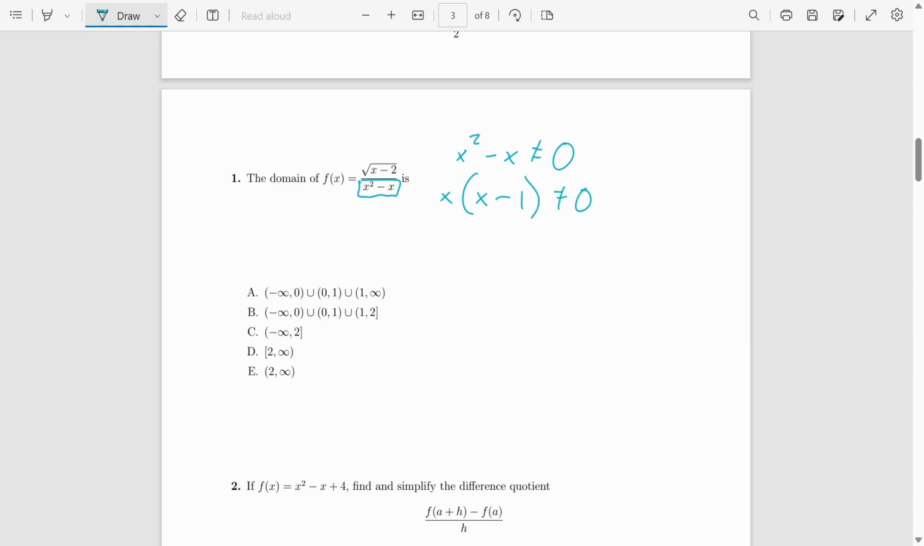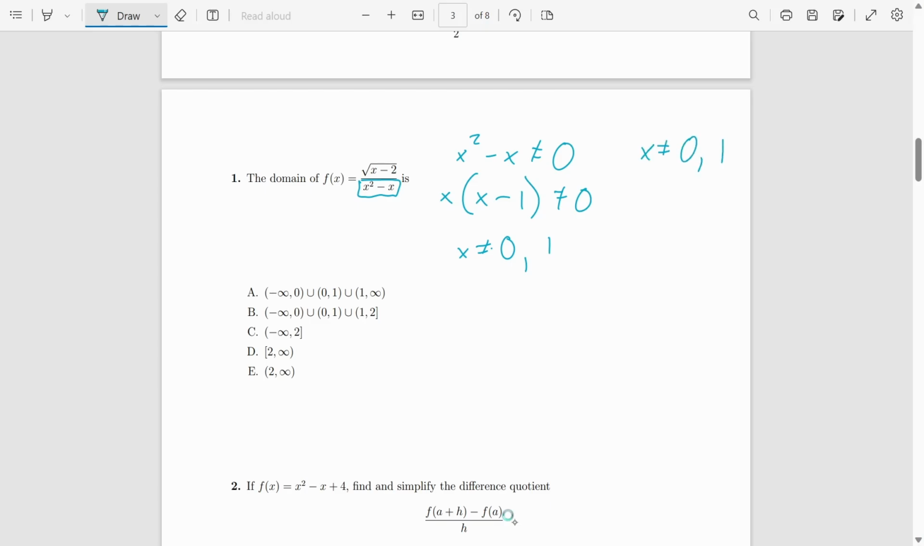So then we know that x cannot equal, on this side it's 0, and on this side, let's see, if we plug in a 1, that'll make this 0. So it can't be 0 or 1. That's the first 2 parts of our domain. You can have any number of parts, but usually it's about 2 or 3. So x cannot equal 0 or 1.